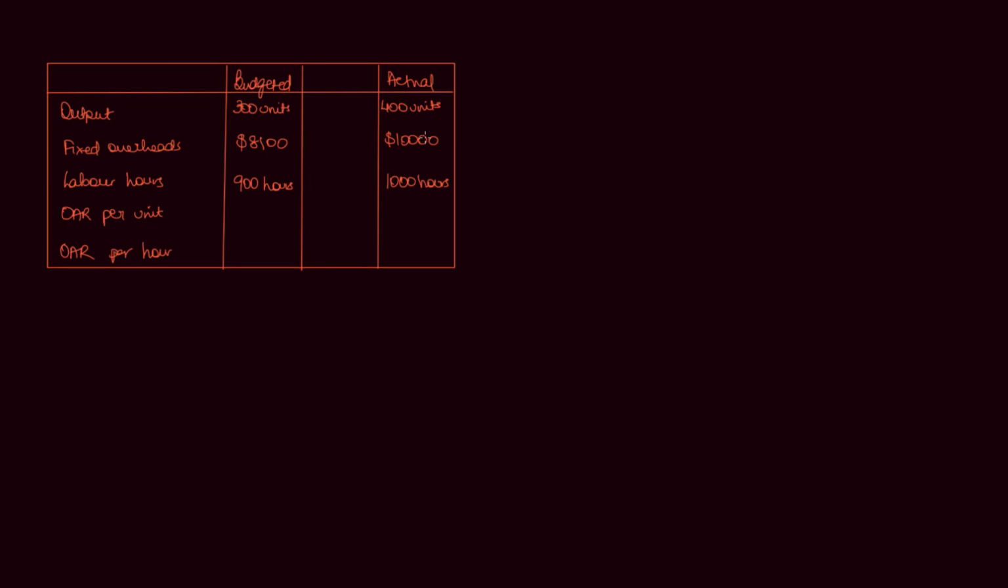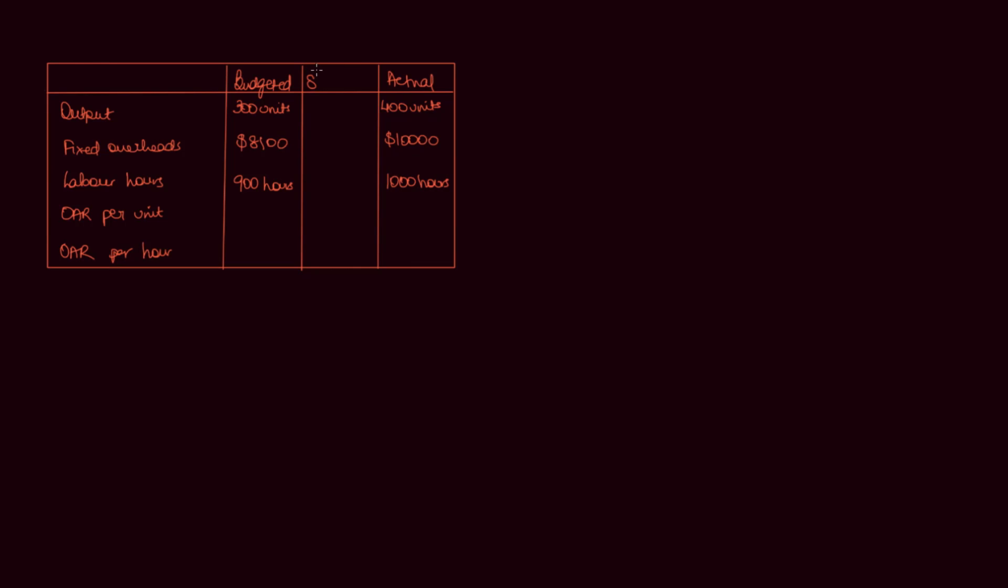So let's do an example here to understand fixed overhead variances. We have budgeted column and actual column. Under budgeted column, output was 300 units. Fixed overheads for these 300 units were budgeted at $8,100, and labor hours that should have been taken to complete these 300 units, it should have been 900 hours. Then in the actual column, we have 400 units actually produced. Actual overheads turned out to be $10,000, and the actual labor hours taken to do the job was 1,000 hours.